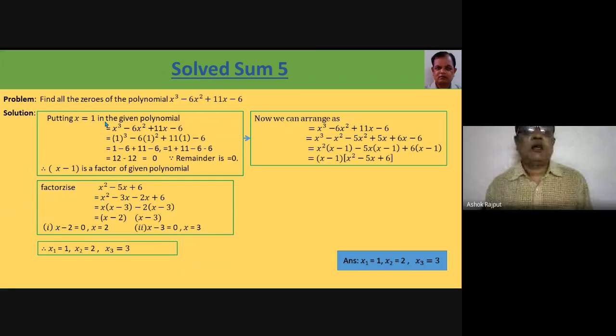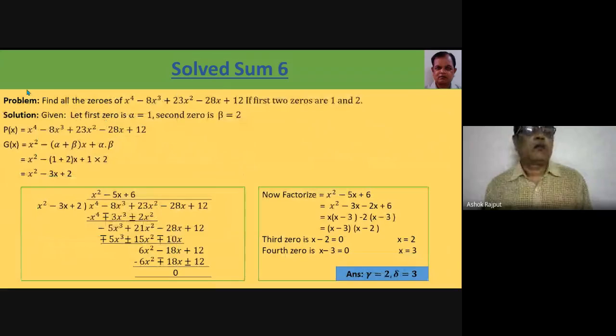Now, as you are seeing here, the problem is: find all the zeros of x raised to the power 4 minus 8x cube plus 23x square minus 28x plus 12 if the first two zeros are 1 and 2. Because we know the first two zeros, there is need to find the other two zeros. We can let the first zero alpha equal to 1 and the second zero beta equal to 2. So first we find the polynomial with the help of these two zeros.